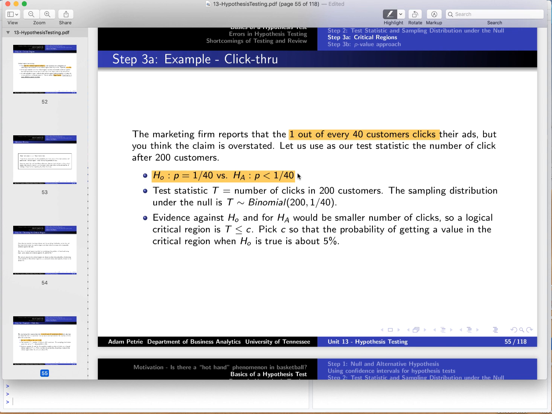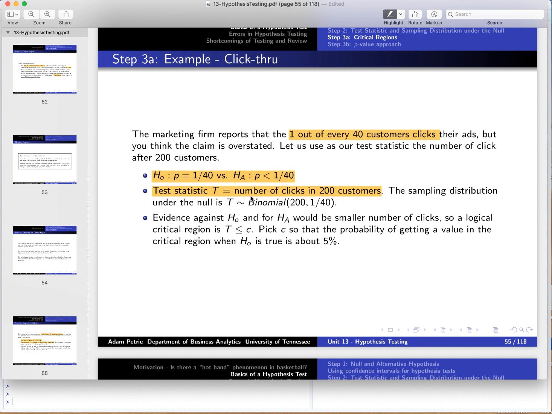Since our claim that the true click-through rate is less than 1 out of 40 requires substantial evidence, that goes in the alternative hypothesis. The null hypothesis is, all right, we'll believe the marketing firm unless the data suggests otherwise. We have in the null that p is equal to 1 out of 40. If we use as our test statistic, what we'll measure from the data, just the number of clicks out of 200 customers that visit the website, then we know that the sampling distribution of the test statistic is a binomial, counting up the number of successes out of a certain number of trials.